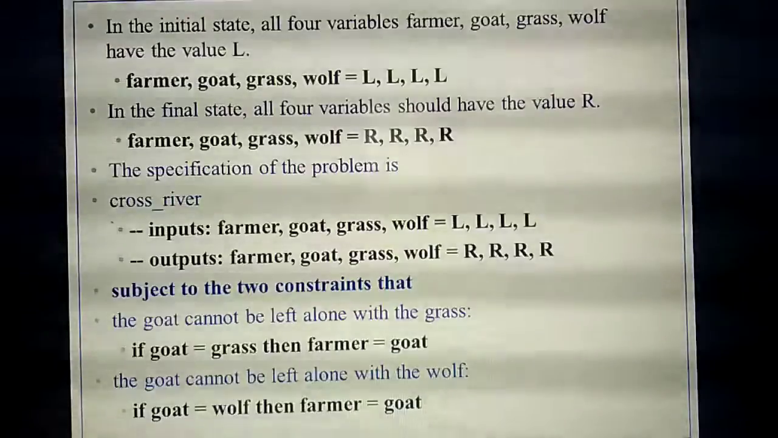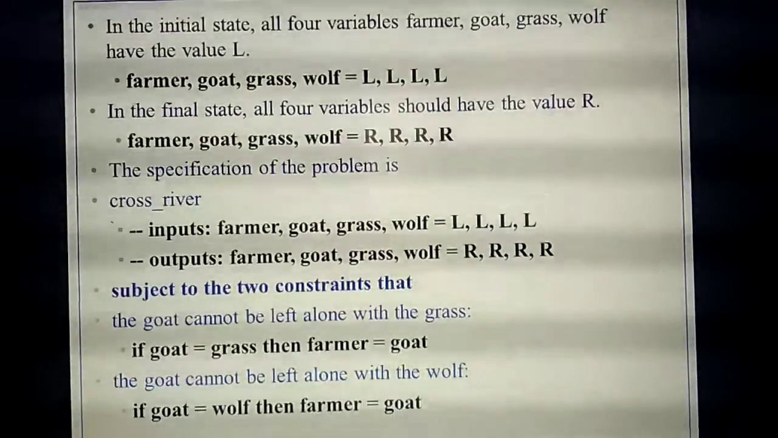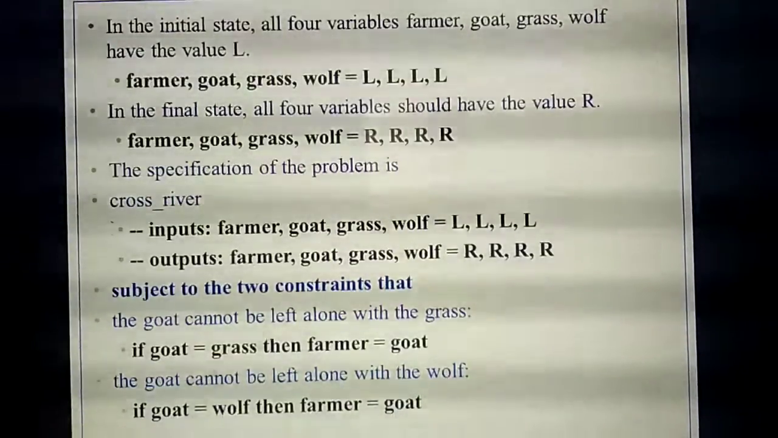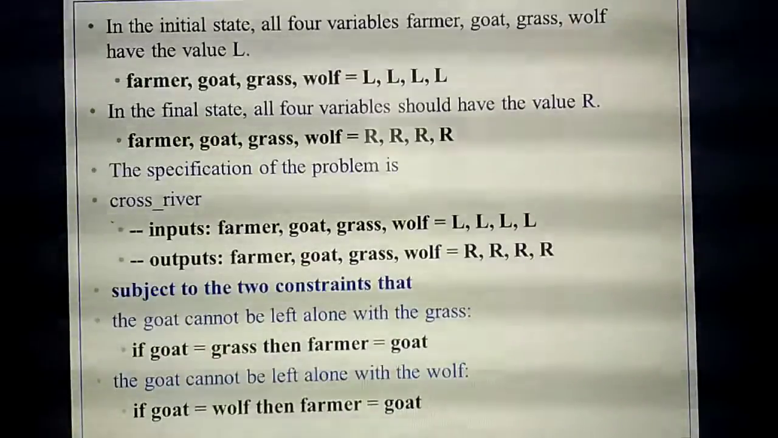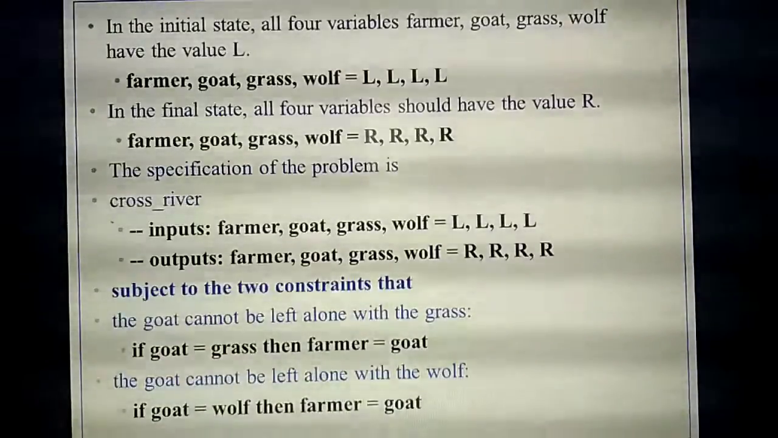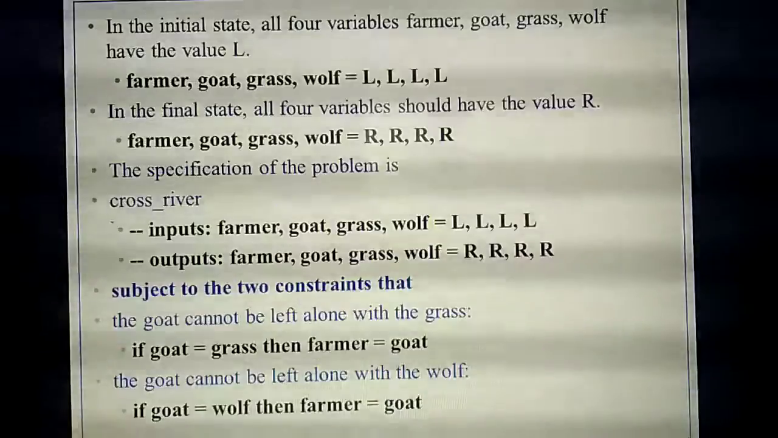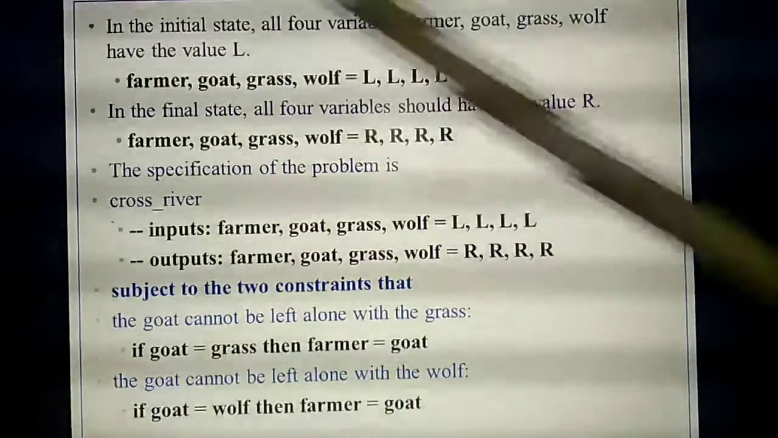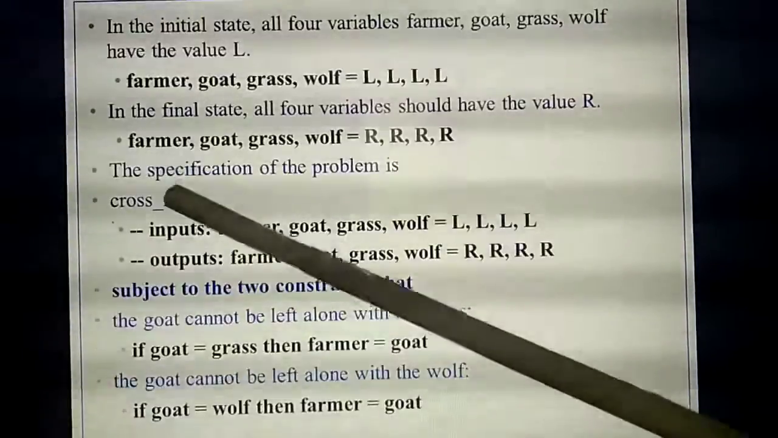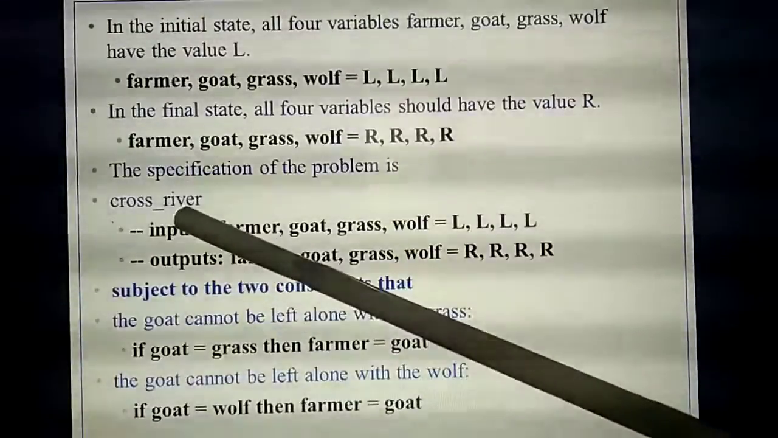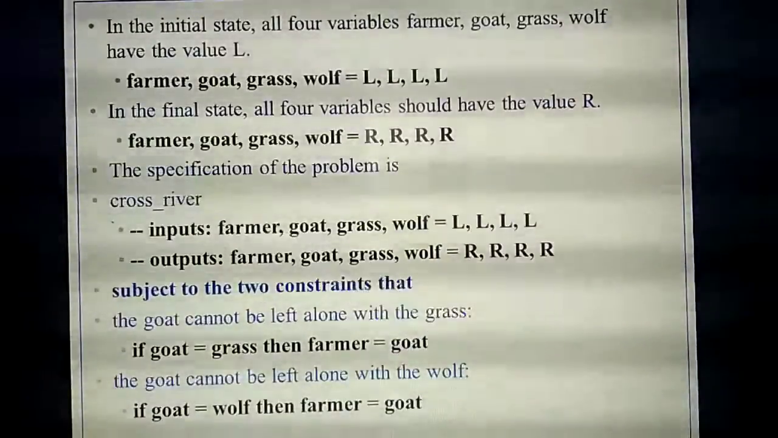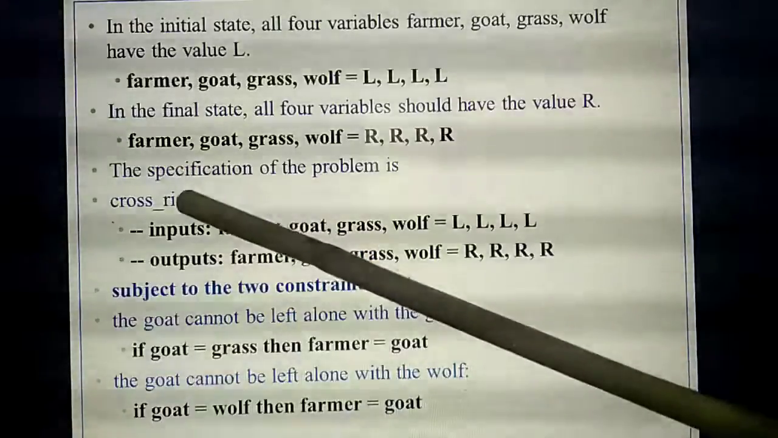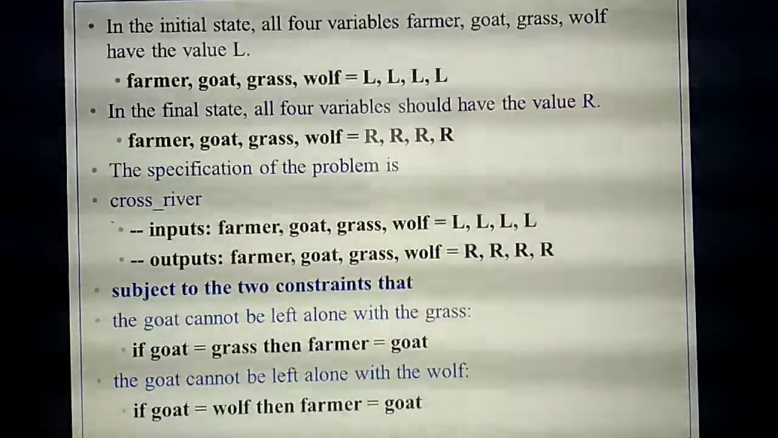So what's the format for writing a specification? Last class we studied it. First you need to give the name of the algorithm, then inputs, then outputs, then the property of input and output. Isn't it? So you are going to write the specification of the algorithm. What's the name of the algorithm they are giving? Cross river. So the algorithm name they have given us is cross river.